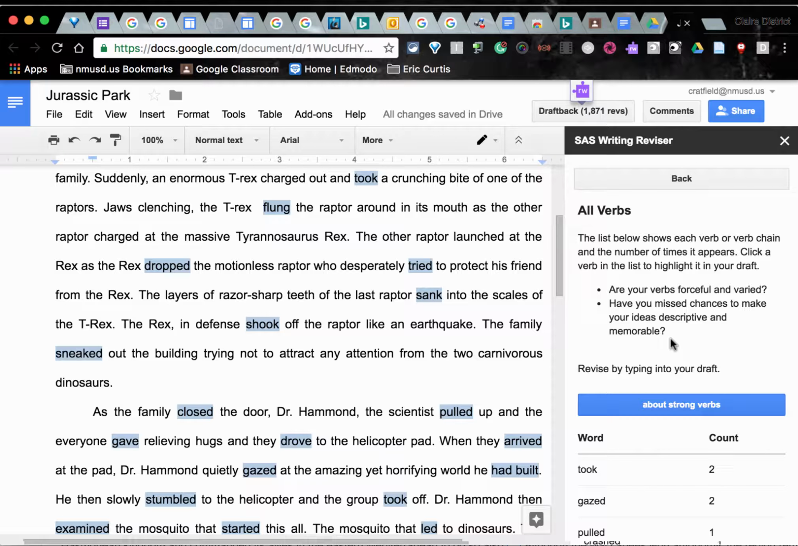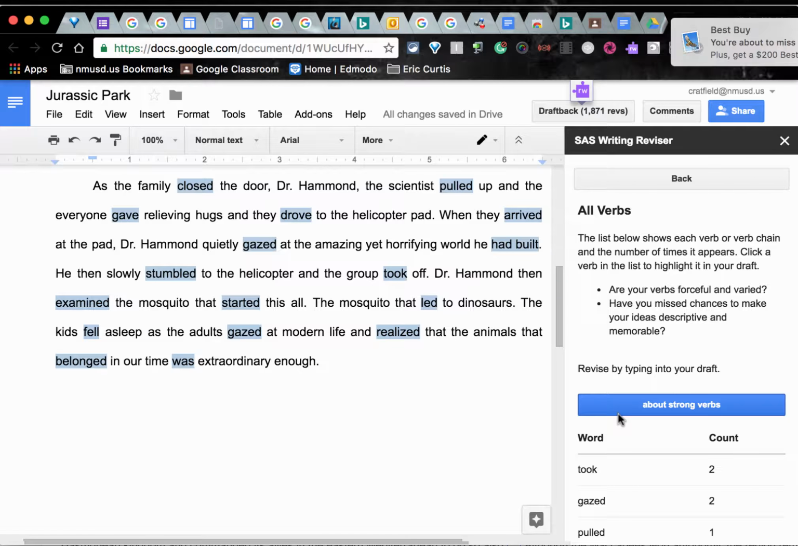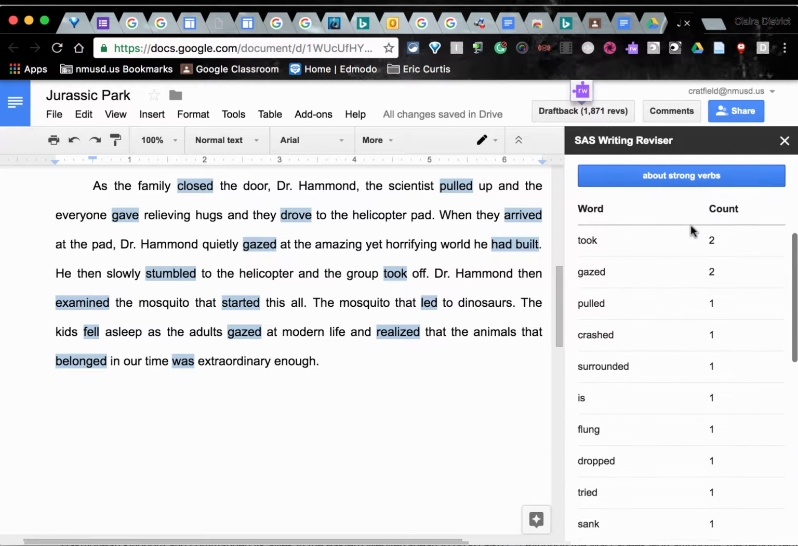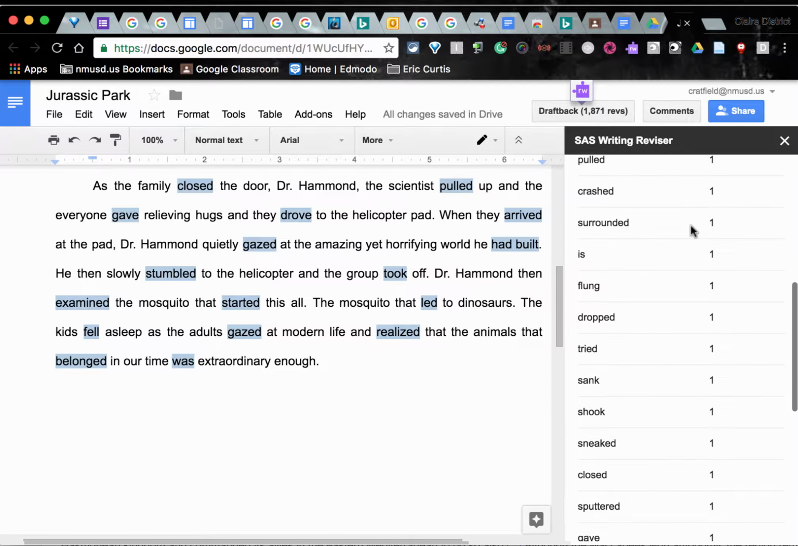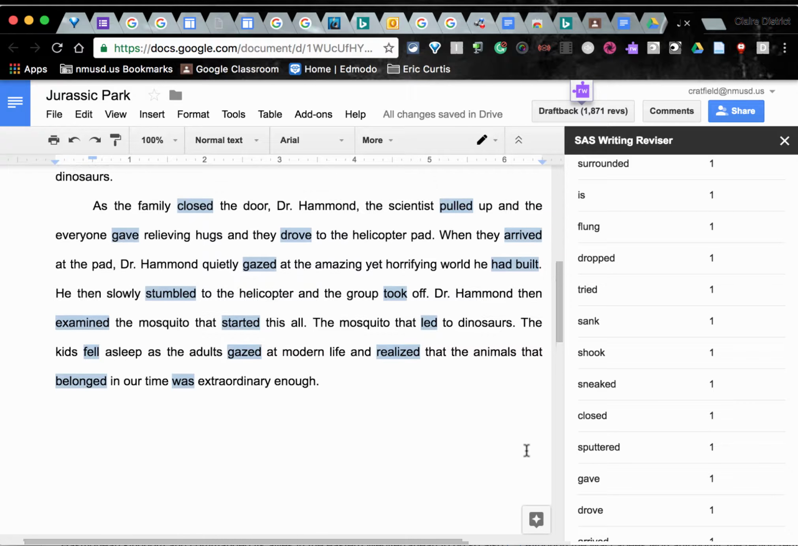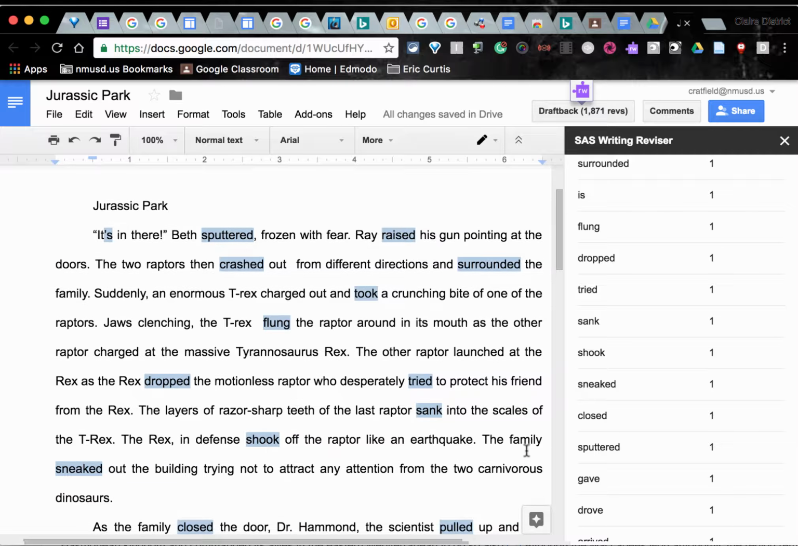And this particular writer is a very strong writer. So there aren't very many verbs. There's no real changes to make in this piece of writing because look at his verbs: crashed, gazed, surrounded, dropped, shook. So I would have a hard time asking him to change these unless I was getting really fancy with those words. So his verbs are strong on this one. Unfortunately, I picked one that doesn't have to do much changing.